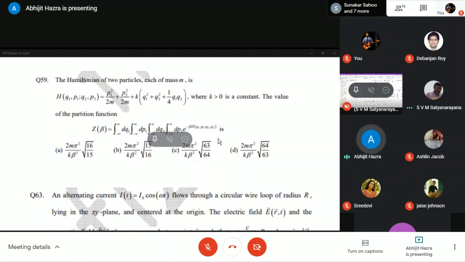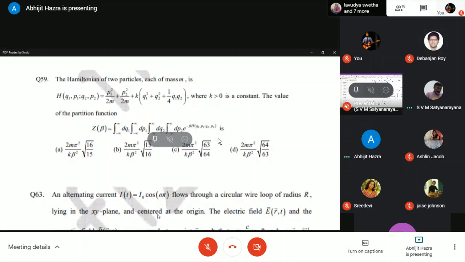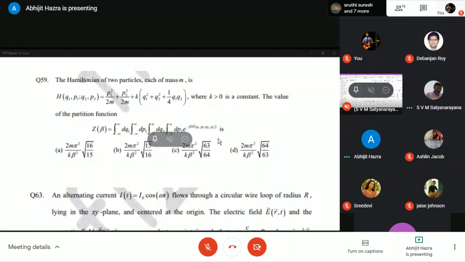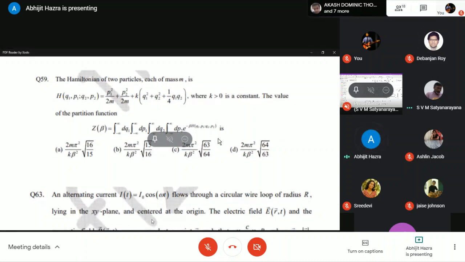So are you going for the next problem? Yeah, I'm looking at Question 59. In problem number 59, sir, they have gone through the usual procedure, but they have taken some transformation to deal with the term Q1 into Q2.